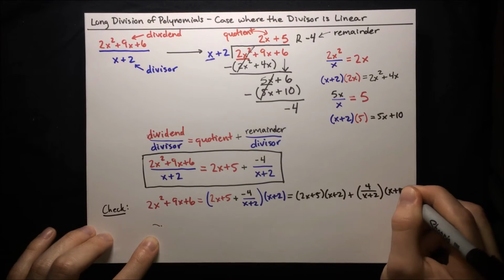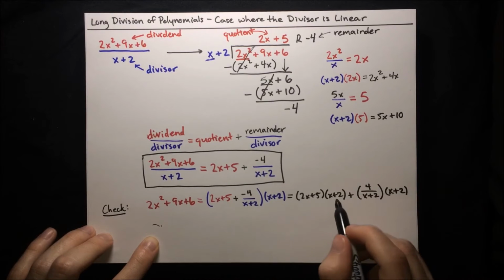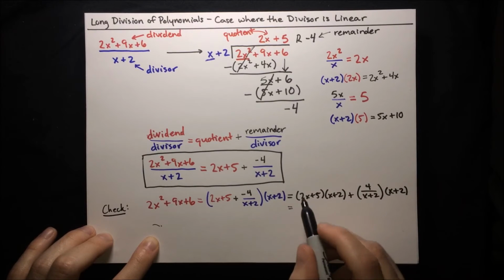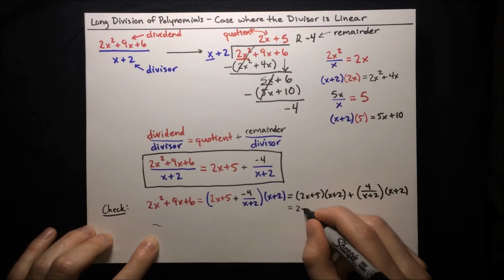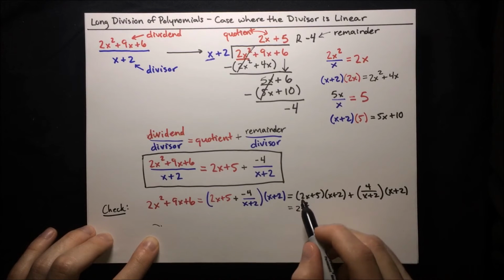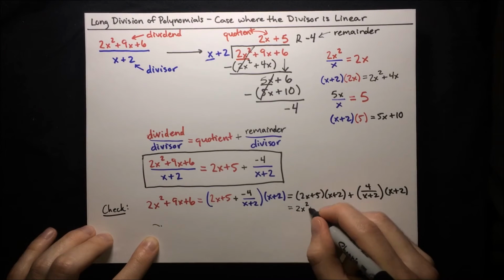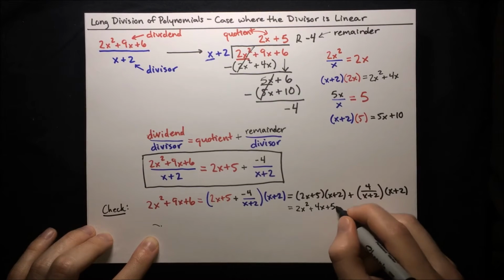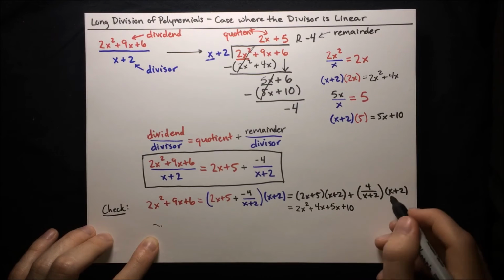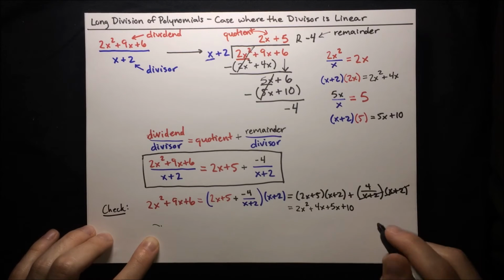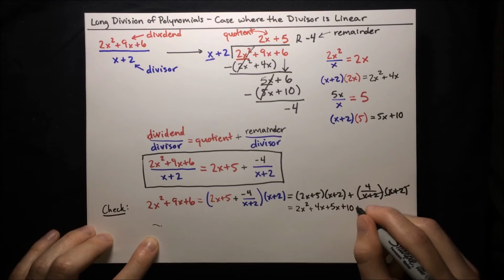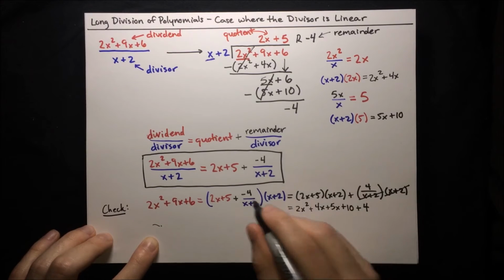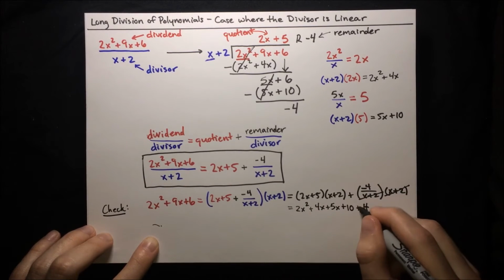times x plus 2. And if we multiply this out, we get, well, 2x times x, that's 2x squared. Then 2x times 2, that's 4x. Then 5 times x, so just 5x. Then 5 times 2, which is 10. And then here the x plus 2 cancels with the x plus 2 in the denominator, so just plus 4. Oh, this should be a -4. So -4.